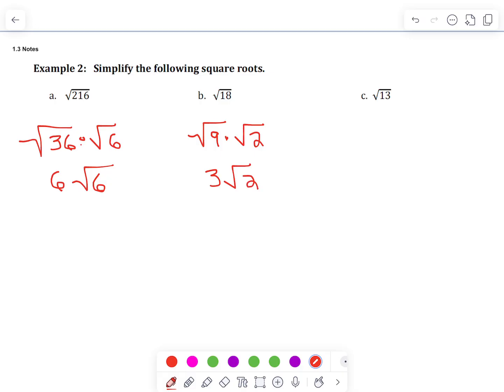Now the square root of 13, there aren't any numbers that we can break it apart into two radicals using our product property, because 13 is a prime number. This number right here is prime, so we can't do anything with that, so we just leave it as the square root of 13.